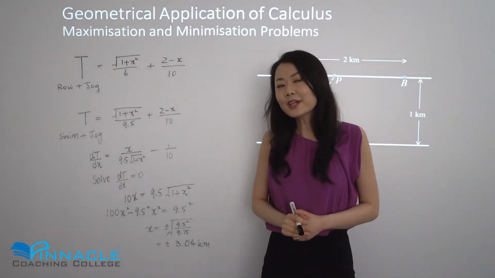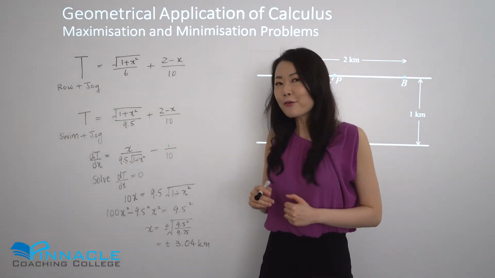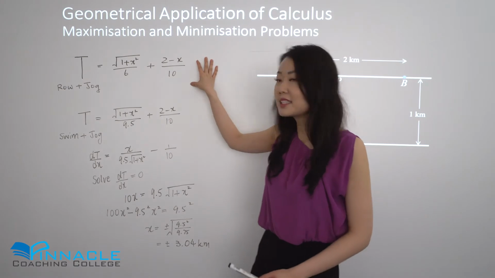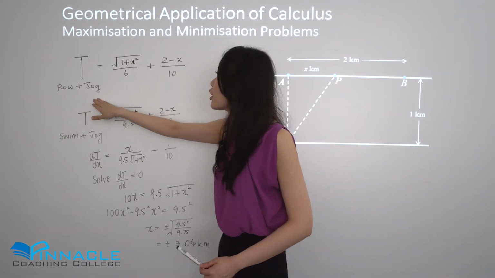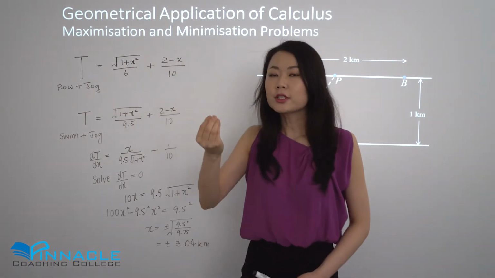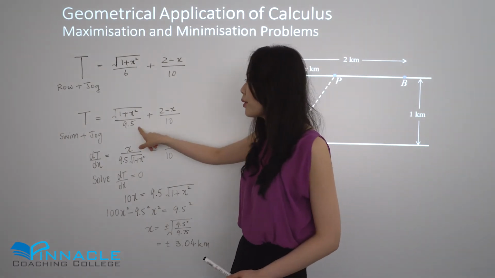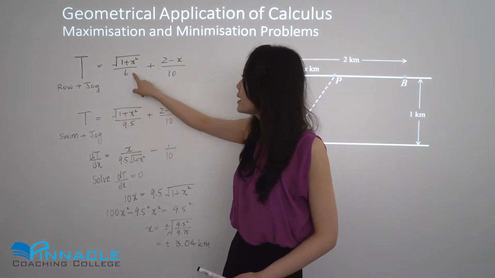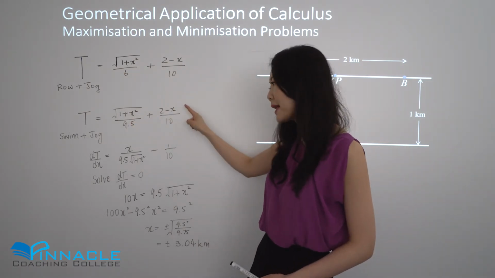Alright, so let's take a look at the effect of Phelps' decision to swim instead of row. So this is our previous equation. You can see the time equation, if he decides to just row and jog, is on 6 and on 10. Now the major difference is the speed. If he decides to swim, he can swim faster at 9.5 kilometers per hour. So it basically replaces the 6 with 9.5, doesn't affect his jogging speed.